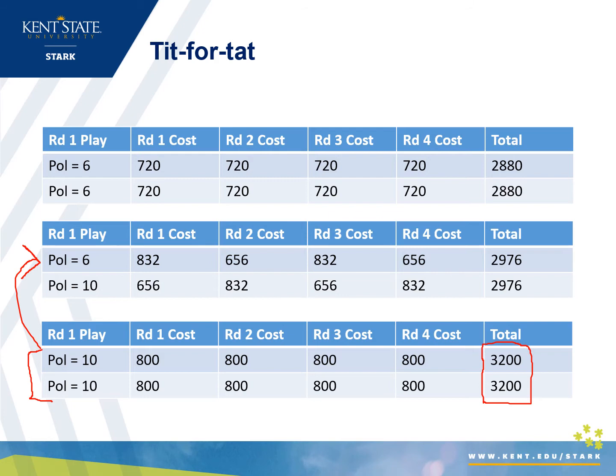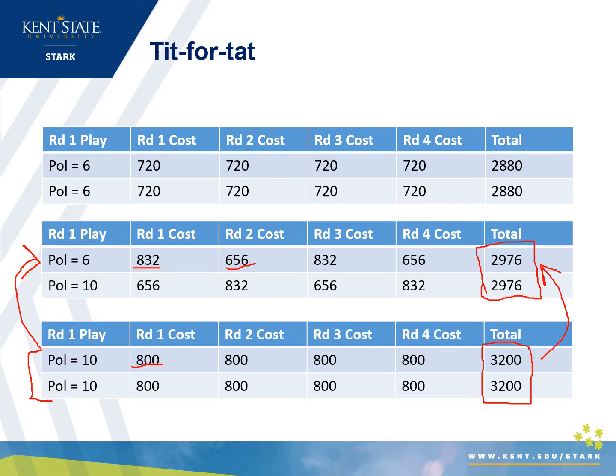And what we find is that yes, player 1 will take a hit in the first round as they're now having to pay 832 rather than 800. But they're rewarded for this in the second round when they only have to pay 656. So over the course of these 4 rounds, their total is now 2976 rather than 3200. So given the choice, player 1 would say, well, it makes sense for me to start by playing 6. Even though it's going to hurt me in the first round, it will pay off over time. As long as we have at least 2 rounds, this is going to be better for me overall. So they would decide to start with 6 rather than with 10.